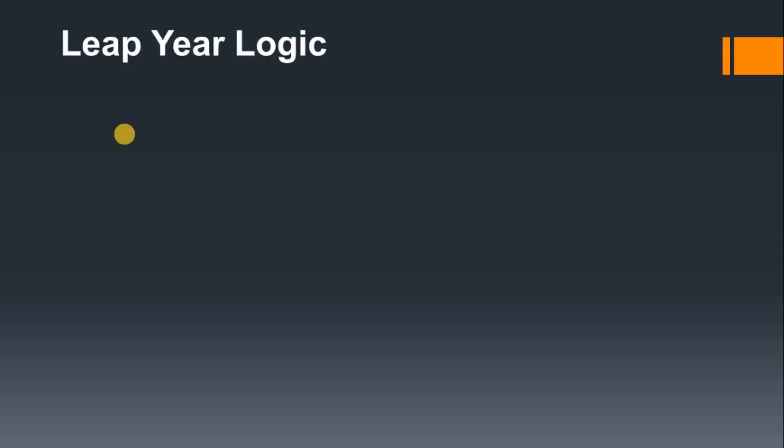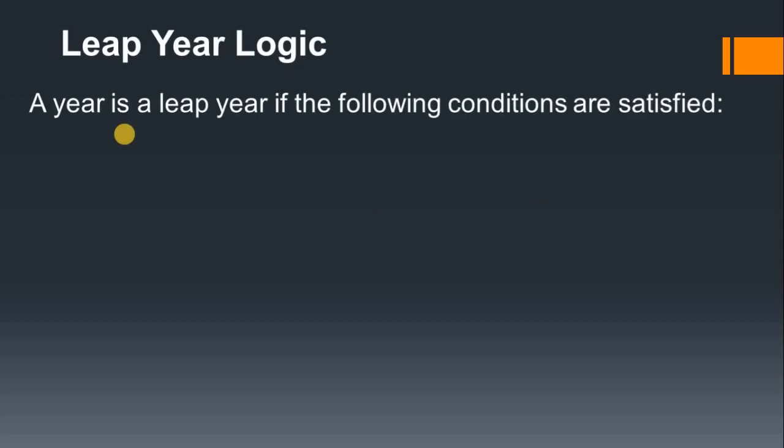Now here we will see how we can check whether the year is a leap year or not. So for doing this you must be knowing the logic of leap year. A year is a leap year if the following conditions are satisfied.